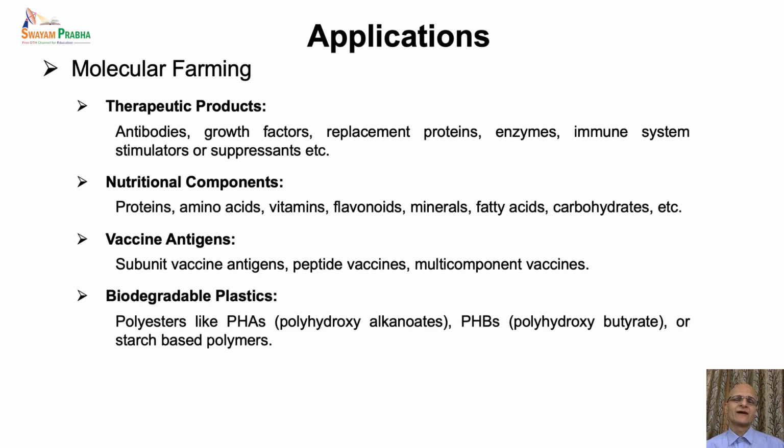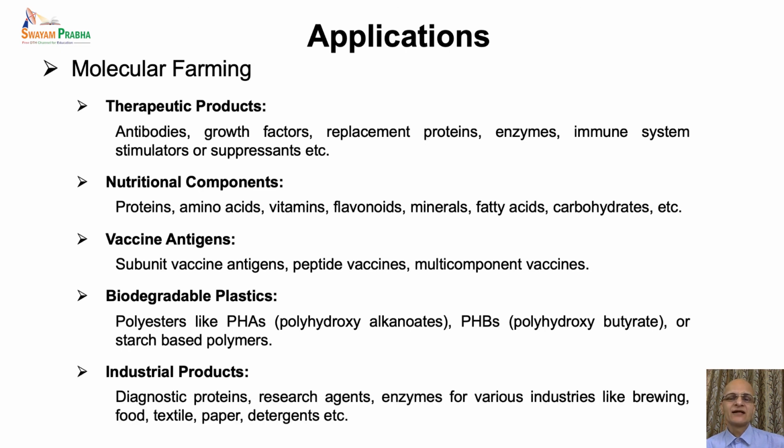Then next is biodegradable plastics, where various types of polyesters have been produced in plants, like PHAs, polyhydroxyalkanoates or polyhydroxybutyrates. Then starch-based polymers are important compounds and they can be produced in plants. Similarly, several proteins of industrial importance such as diagnostic proteins, research agents, and enzymes for the brewing, textile, paper or detergent industry are being produced in plants and have been commercialized too. In this way, plant genetic engineering has innumerable applications in various fields and has a huge potential to serve humanity.